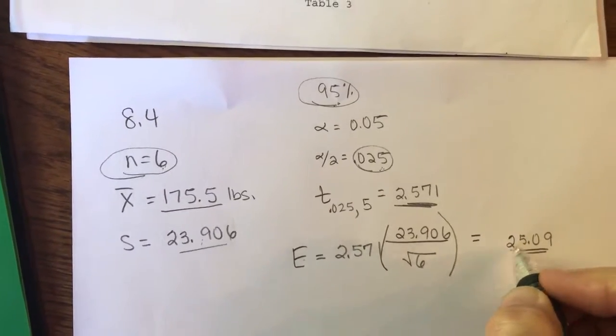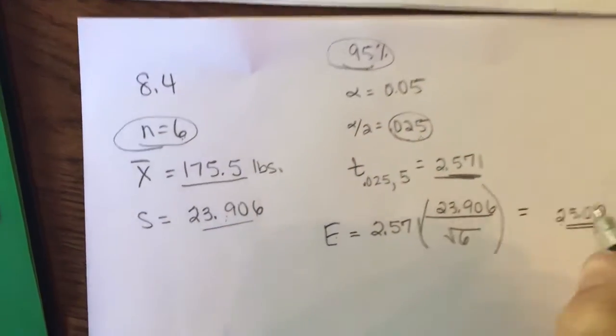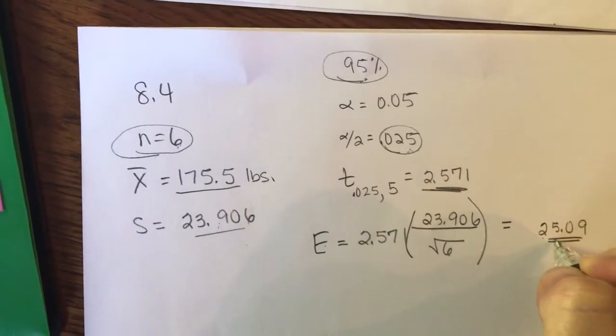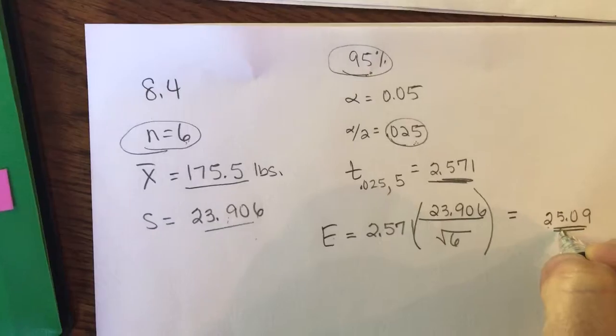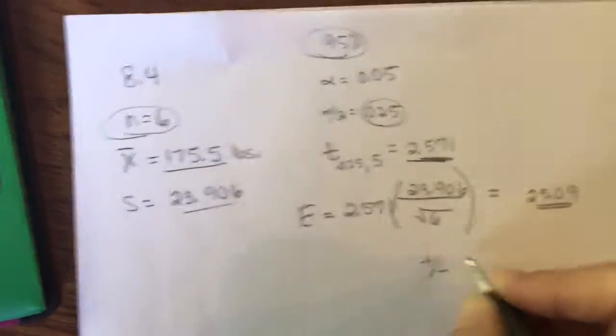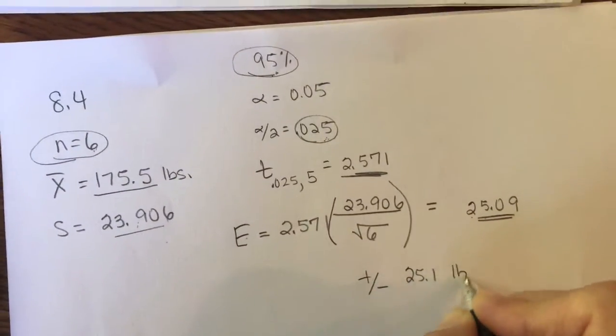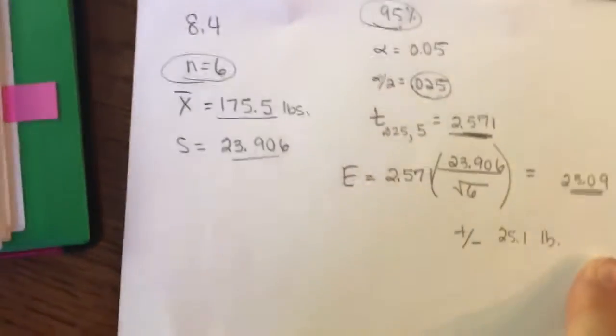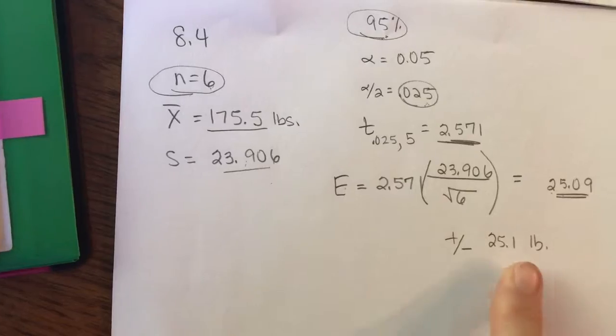23, and that's interesting. That's a 25, isn't it? I was like, oh my gosh, see, my eyes are getting old. Give or take 25 pounds. So make sure you either write it plus or minus 25.1 pounds when you're writing this out, or give or take 25.1 pounds, but realize that this can go either way.